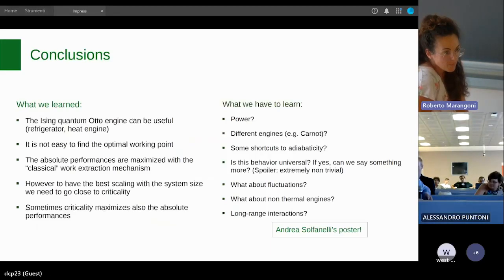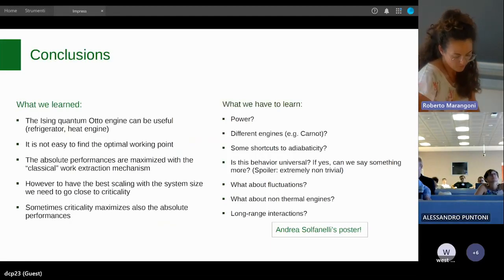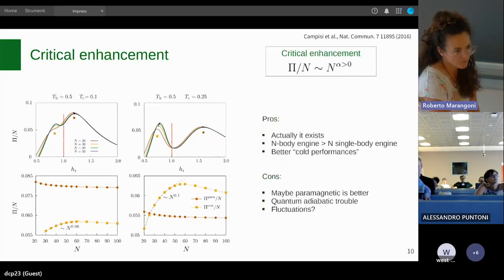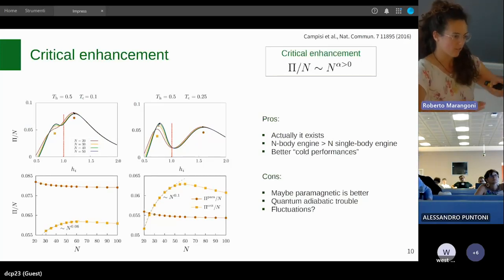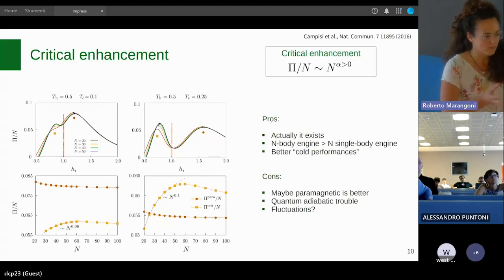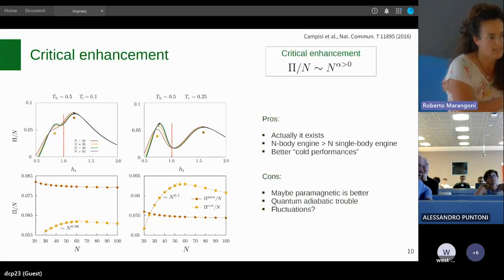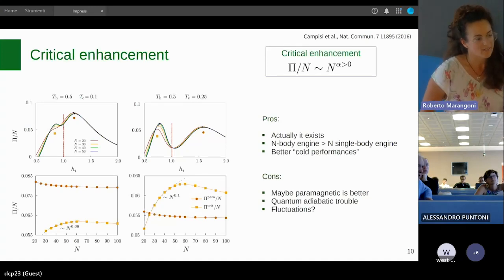So, what is the main result? That if you are close to criticality, there is an enhancement. The efficiency goes closer to the Carnot efficiency. In general, the main result is not just the efficiency, it is that the ratio is maximized. If you have small systems and you want to improve the scaling of the performance by just adding one qubit, you have to work close to criticality. So if you want your n-body engine to behave better than n single-body engines, you have to work close to criticality. This is the way to summarize it.